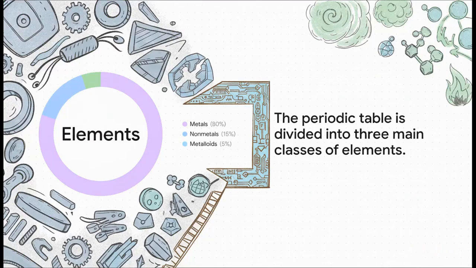Now, the first thing you'll probably notice about this map is that it's broken up into three main territories. You've got this huge chunk on the left and in the middle, that's the vast kingdom of the metals. Then tucked away in the upper right corner is the much smaller neighborhood of nonmetals. And right on the border between them, you have this tiny little strip of metalloids.